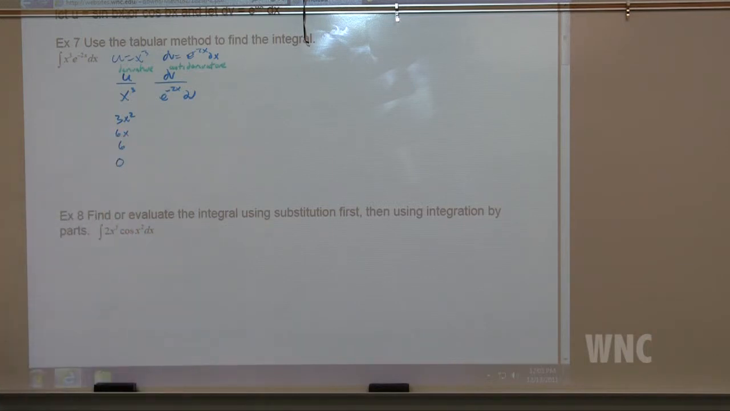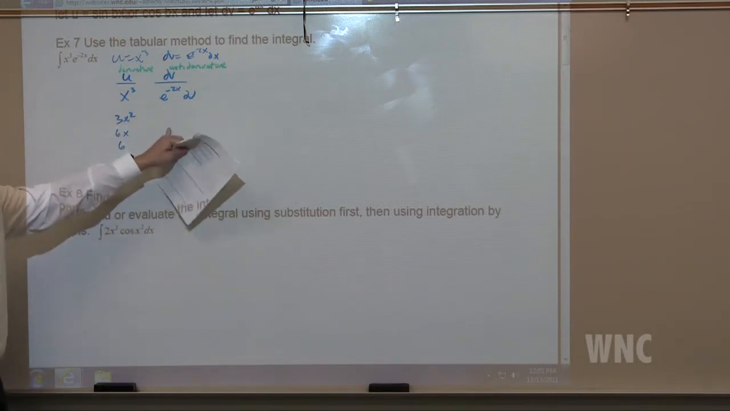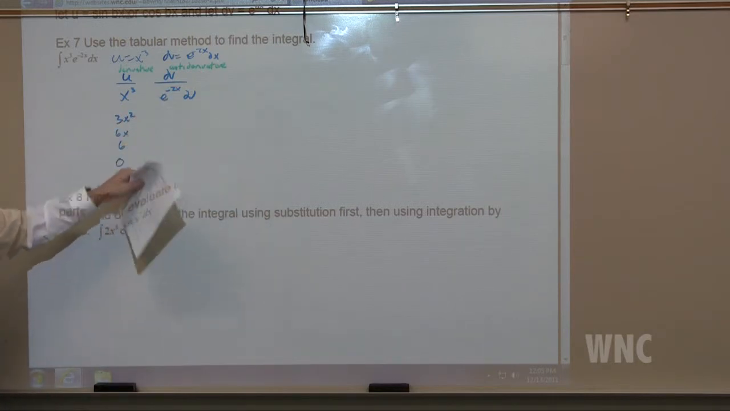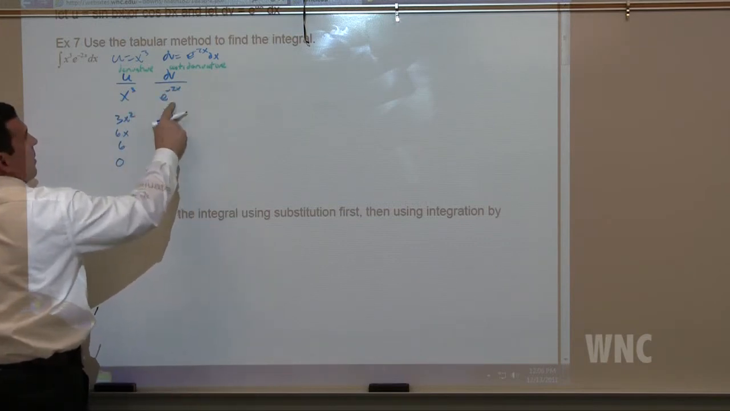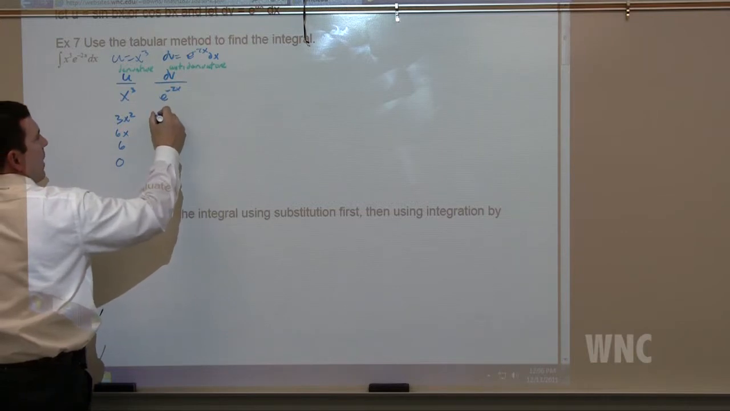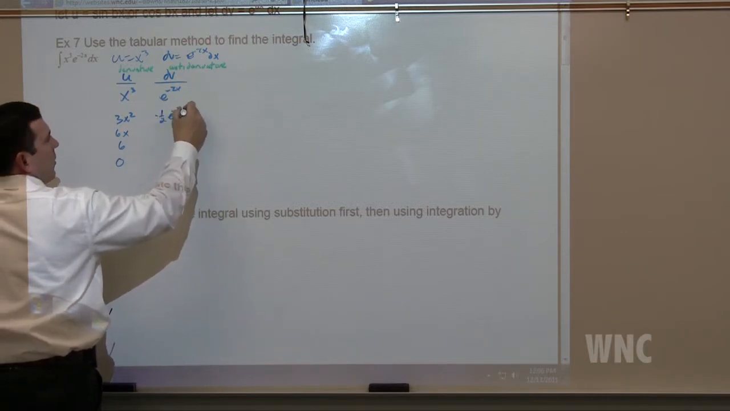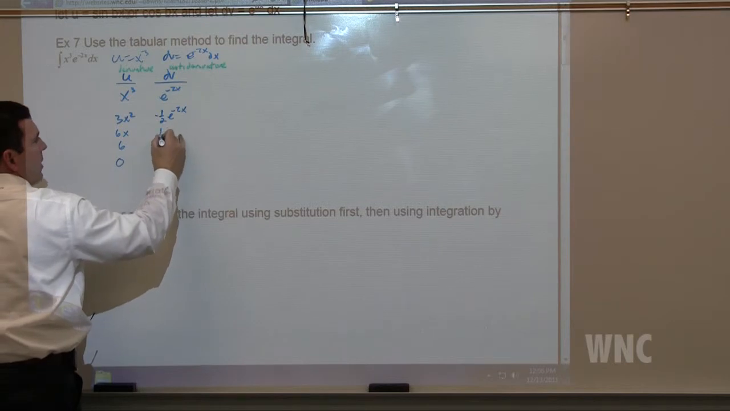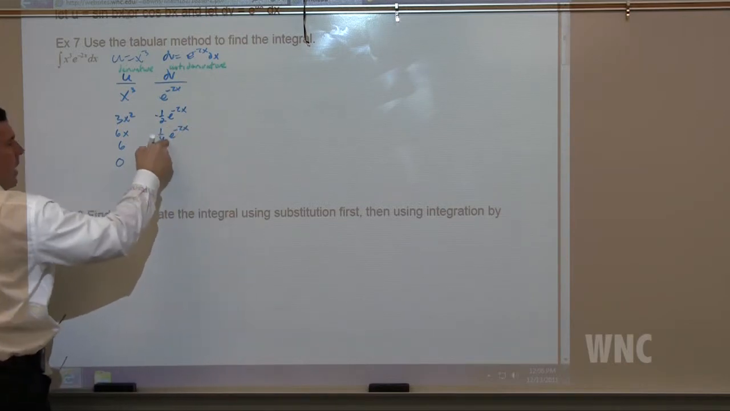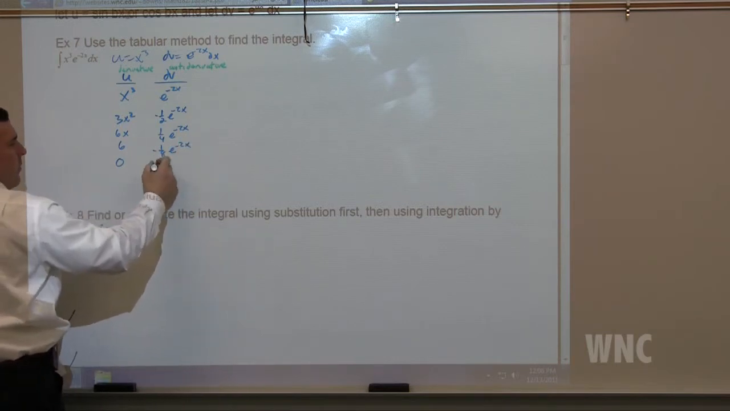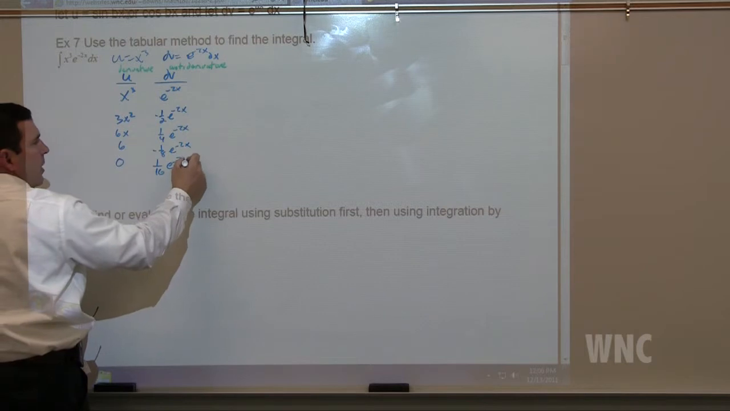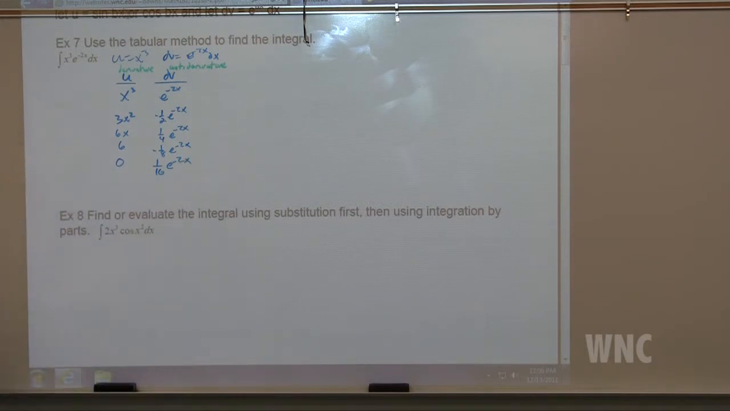We're done there. Now we're going to take the antiderivative for as long as we have a term over in this left column. The antiderivative here would be negative 1/2 e to the negative 2x. Antiderivative is going to be positive 1/4 e to the negative 2x. Antiderivative is negative 1/8 e to the negative 2x. Antiderivative is 1/16 e to the negative 2x. So I'm dividing by negative 2 in every instance. So this is the way it works.